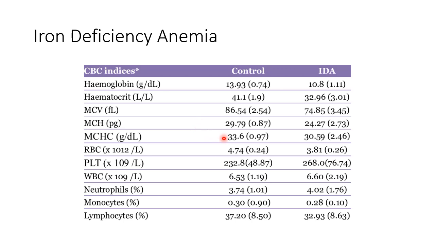MCHC and MCH will tell you the amount of hemoglobin present in each red blood cell. And so if the normal person has his CBC, the amount of hemoglobin inside would be 33.6 grams per deciliter. If you have iron deficiency anemia and you cannot make any hemoglobin, the amount of hemoglobin per red blood cell decreases to, for example, in this picture, 30. And all the rest will be within normal.